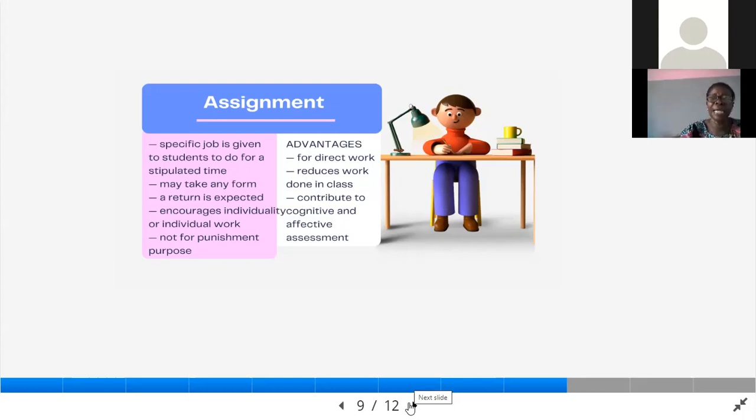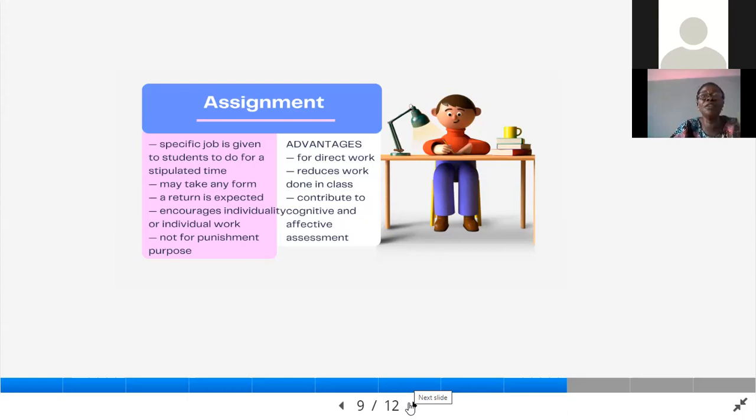So we're talking about the assignment type of question. Remember, we said that the assignment type of question encourages individuality, individual work. The student can work on her own, take her time and work. Remember that student that doesn't catch up easily. Then it's also not punishment. You're not giving her that type of question because you want to punish her. No, you want to help her, because it has its advantages.